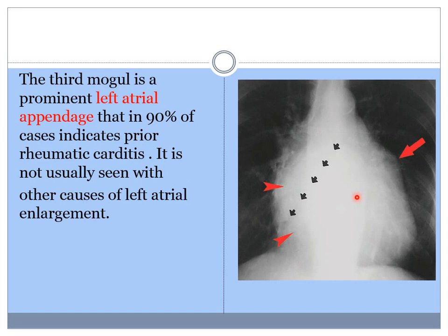Third mogul is a prominent left atrial appendage. That's seen in 90% of cases and indicates prior rheumatic carditis. It's not usually seen with other causes of left atrial enlargement.